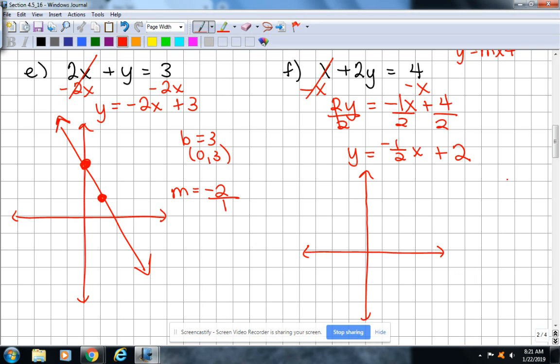What is my y-intercept? 2. So I go to 0, 2 on the y-axis. What's my slope? Negative 1/2. So I start at 0, 2, and where do I rise? Up or down? Down. It's negative 1/2. So I go down 1, and where do I run? Right 2. And again, you can do that multiple times if you want to make the line straighter. You can actually go backwards. Something like that.